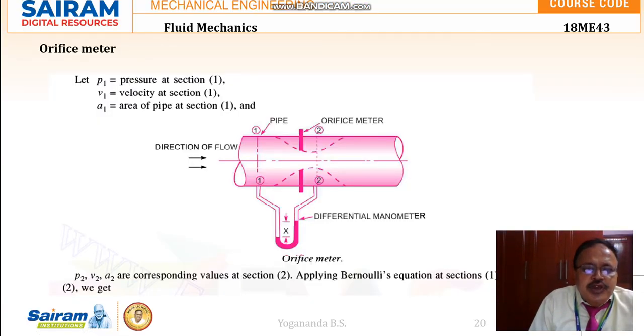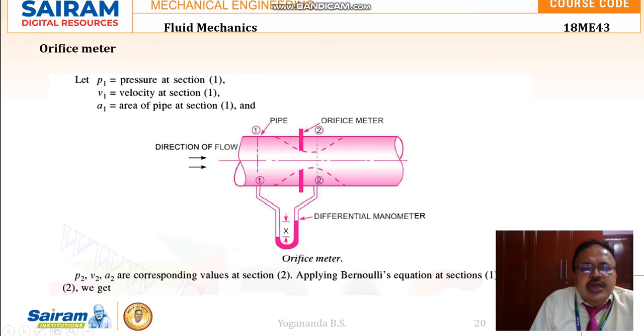So compared to Venturi meter, in Orifice meter, we have sudden change in the diameter of the flow. So we are fitting a circular plate having a concentric hole, that is, the center of the hole is exactly the same as the center of the pipe. So all of a sudden the flow is reduced to a smaller diameter here.